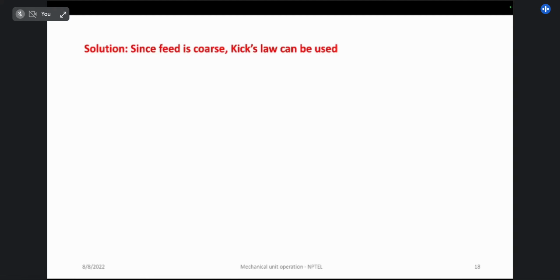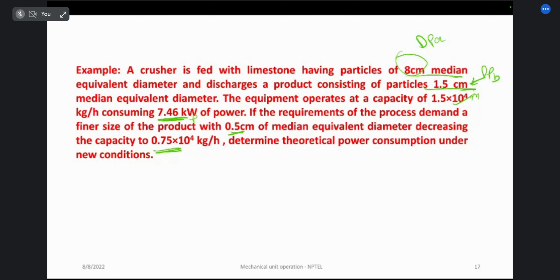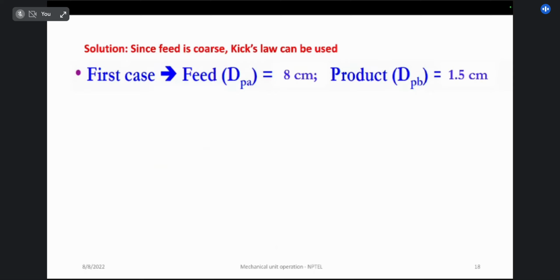Here it is not given which kind of law to use. The feed is very coarse, as 8 cm is a very large diameter, so that's why we are using Kick's law. Now in the first case, we have a diameter of 8 cm to be converted into 1.5 centimeter.